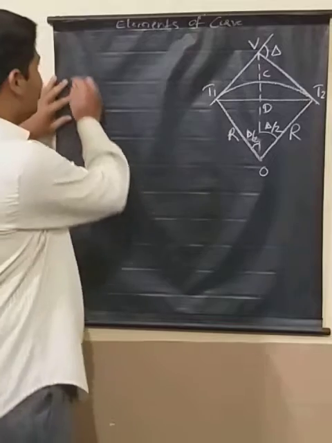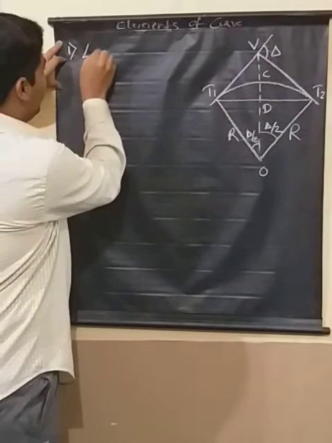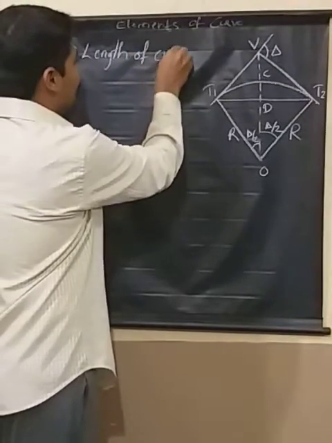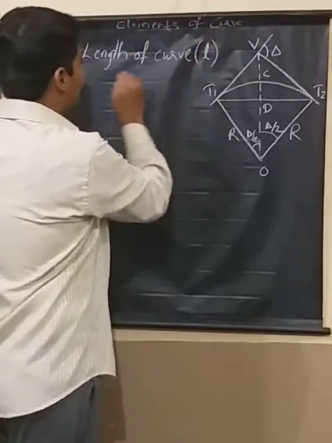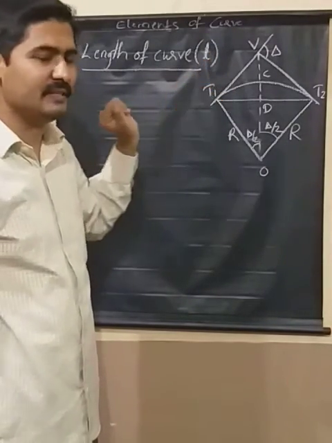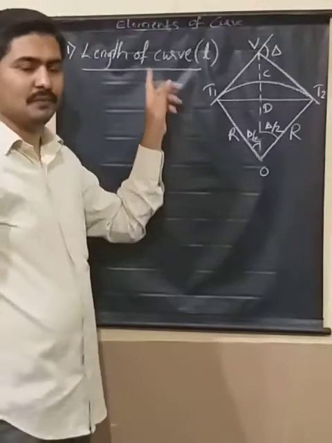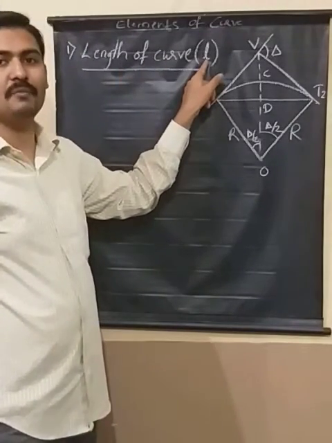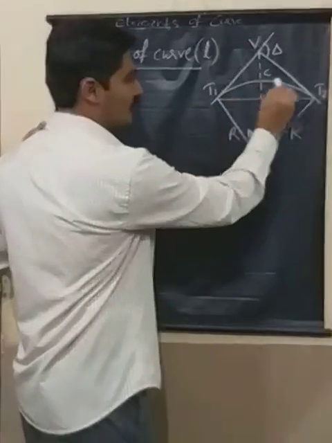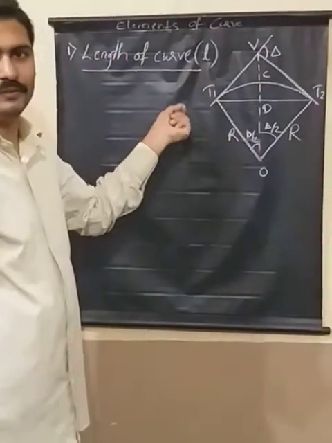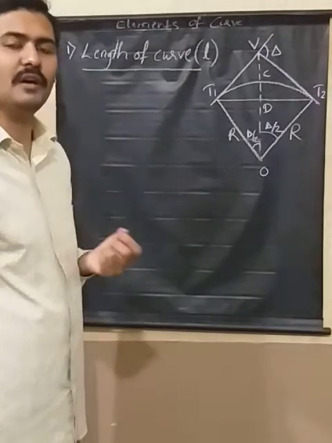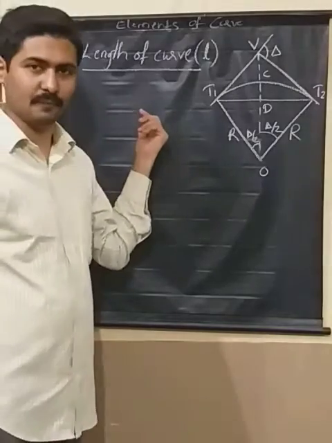So I will begin with the first one. How am I going to find the length of the curve? Length of curve is designated by small letter L, as I explained in the last session. The length of the curve is T1, C, T2, this length. If I have to find out the length of the curve, what expression, what formula do I have? So I am going to derive that now, right?